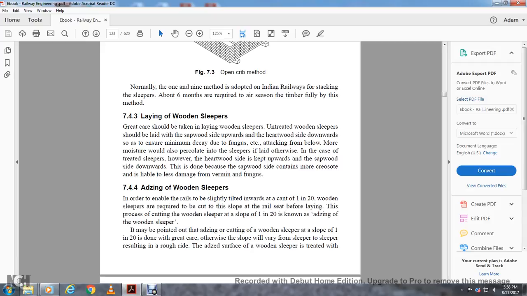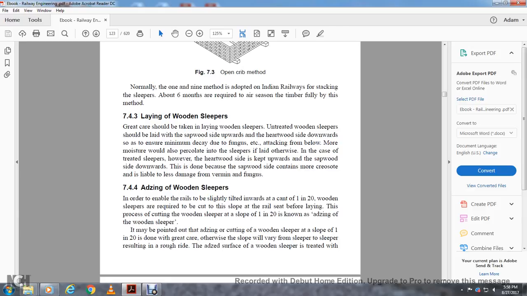Adzing of wooden sleepers. In order to enable the rail to tilt slightly inward at a cant of 1 in 20, the wooden sleepers are required to be cut to this slope at the rail seat before laying. This process of cutting the wooden sleeper to the slope of 1 in 20 is known as adzing of the wooden sleeper. It may be pointed out that the adzing is done with great care. Otherwise, the slope will vary with the sleeper, resulting in a rough ride.